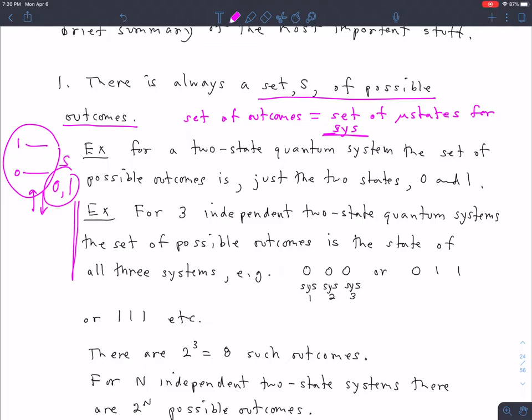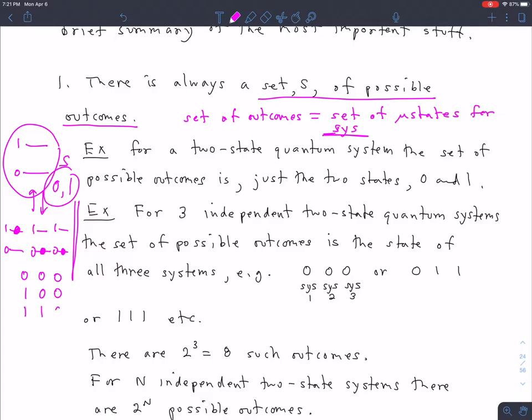Let's suppose now that I have a slightly more complicated case. I have 3 of these two-state guys. So 3 spins or whatever. Now, a set of outcomes could be, I have to specify the state of each one of my 3 independent systems. So a single outcome would be ground state for system number 1, ground state for system number 2, and ground state for system number 3. I can call that 0, 0, 0. That's one outcome. But I could also possibly have been in the upper state for system number 1 and in the ground state for the other 2. That would be outcome 1, 0, 0.